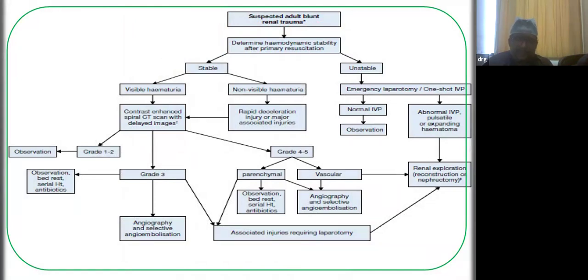If the patient is hemodynamically stable, he can be managed conservatively with bed rest, antibiotics, and serial monitoring of hemoglobin and hematocrit. If the patient is having visible hematuria, is unstable, or having grade 4 or 5 type of injury, we can do an angiography, and selective angioembolization can be done. Most of the patients improve with this strategy. If the patient is having vascular or parenchymal injury, is hemodynamically unstable, non-responsive to volume resuscitation, this warrants renal exploration or nephrectomy.